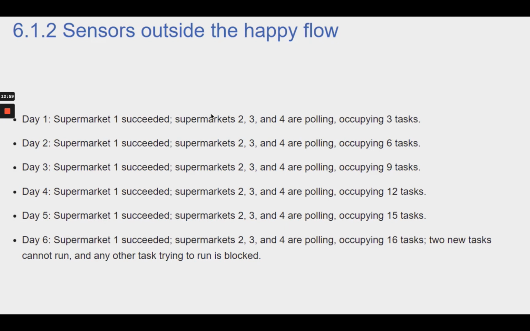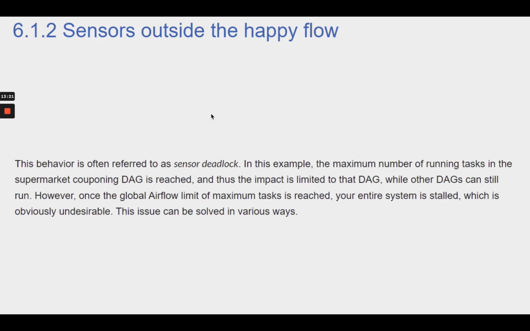Day 5. Supermarket 1 succeeded. Supermarkets 2, 3, and 4 are polling, occupying 15 tasks. Day 6. Supermarket 1 succeeded. Supermarkets 2, 3, and 4 are polling, occupying 16 tasks. 2 new tasks cannot run, and any other task trying to run is blocked. This behavior is often referred to as sensor deadlock.